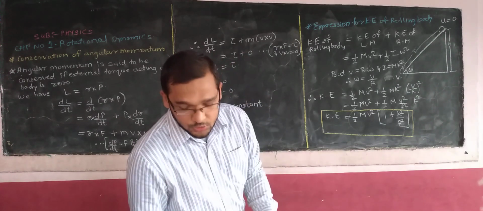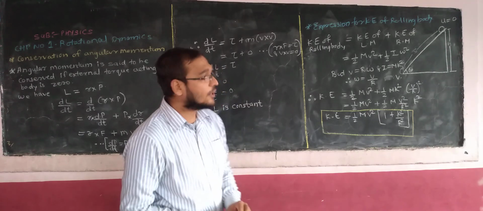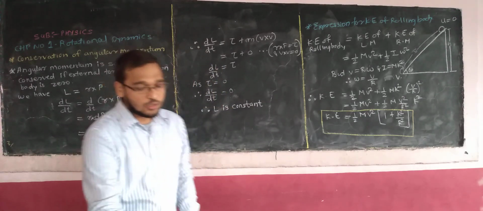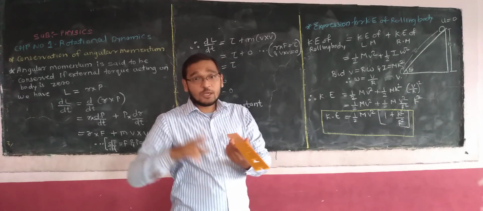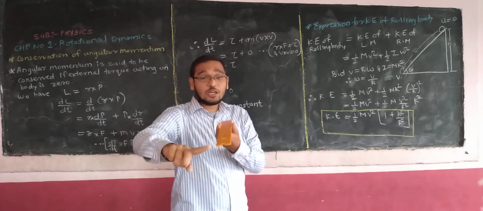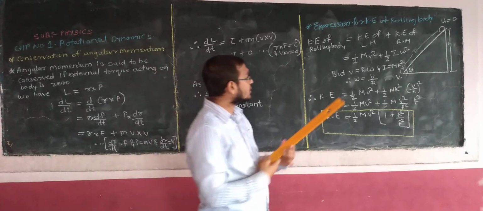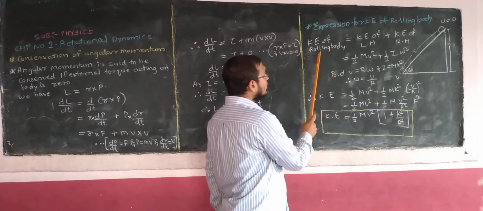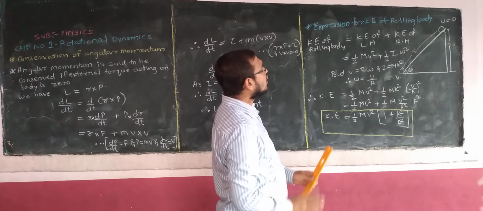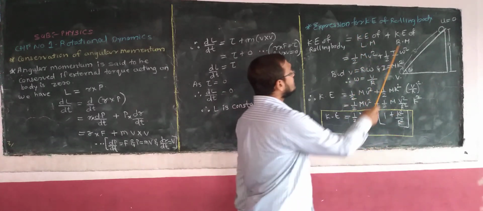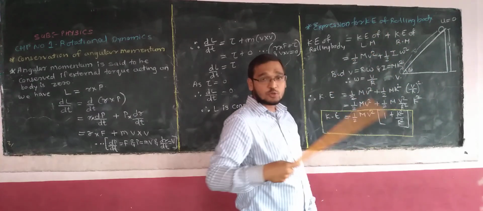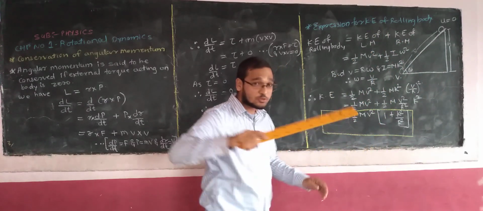So such kind of motion is called rolling motion. Now we have to find the kinetic energy of a body performing rolling motion. When a body is rolling, it is performing two kinds of motion: linear motion and rotational motion. So the kinetic energy of a rolling body is equal to the kinetic energy of linear motion plus the kinetic energy of rotational motion, because it is rotating about itself.